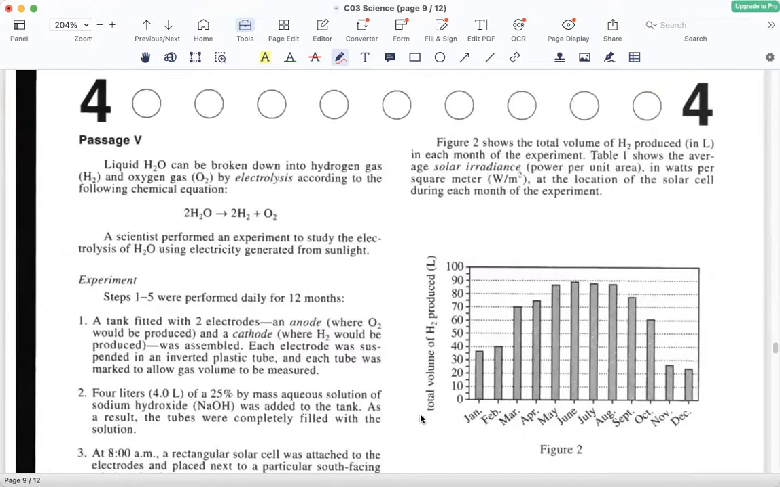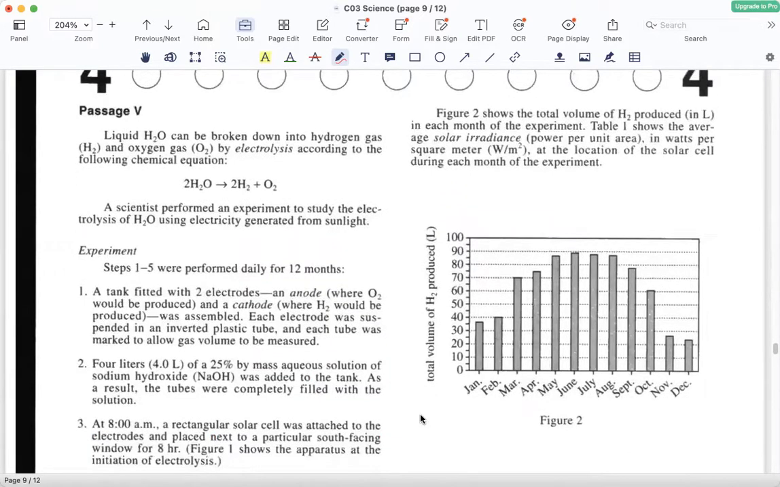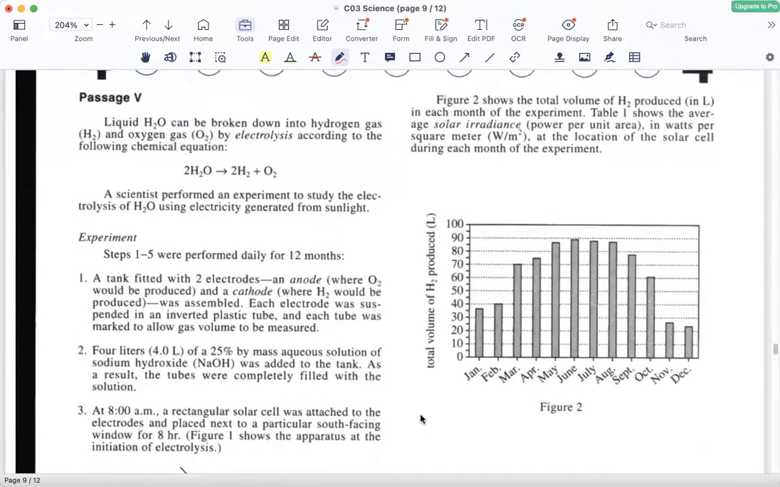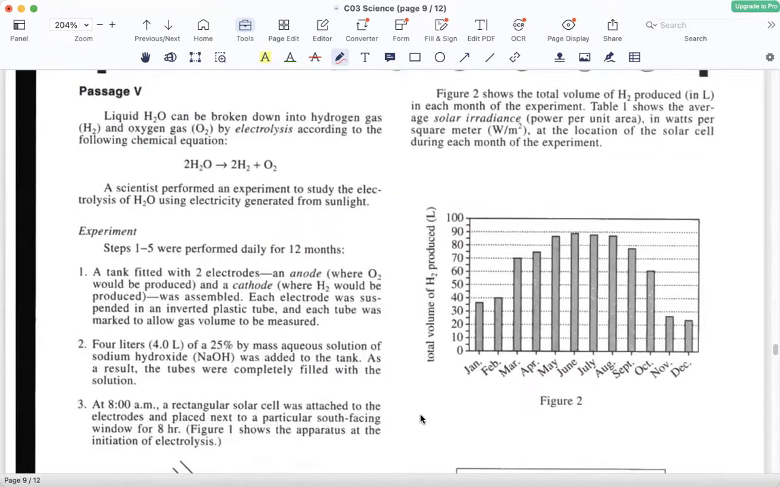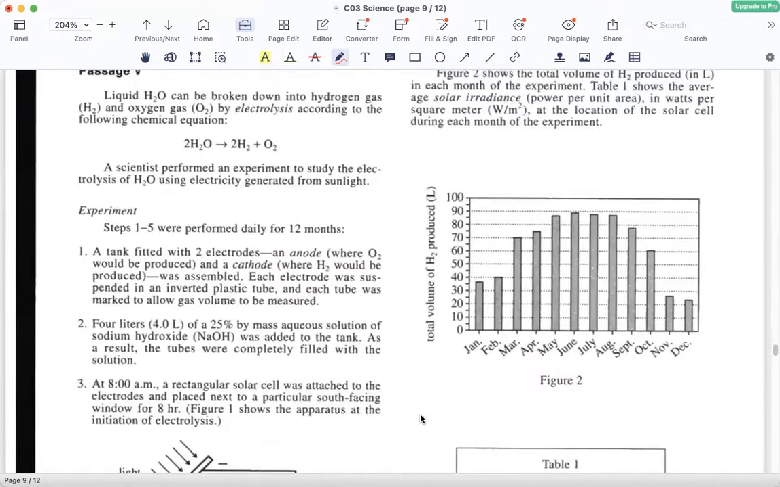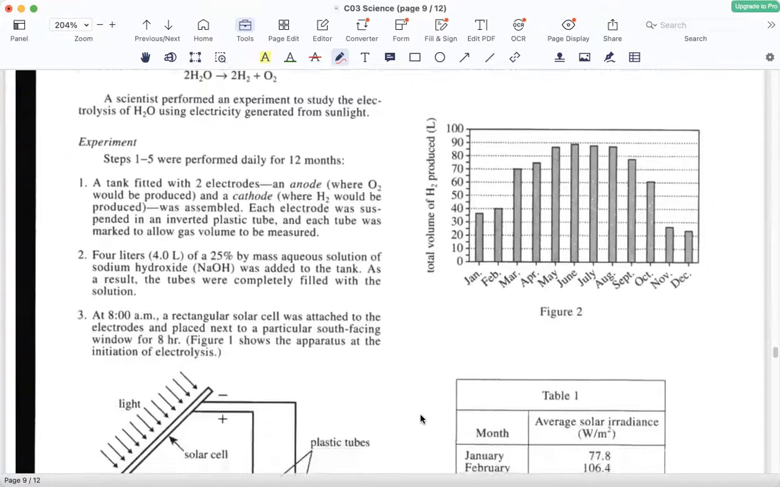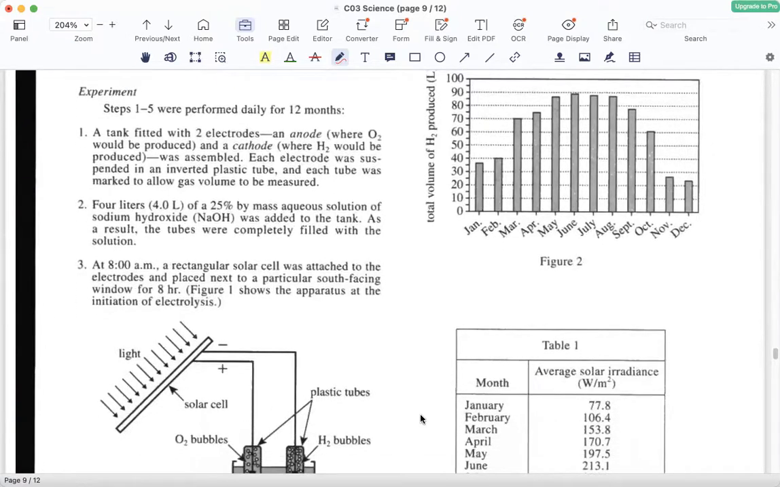Okay, passage 5, liquid water can be broken down into hydrogen gas and oxygen gas by electrolysis according to the following chemical equation. A scientist performed an experiment to study the electrolysis of water using electricity generated from sunlight. Steps 1 to 5 were performed daily for 12 months.